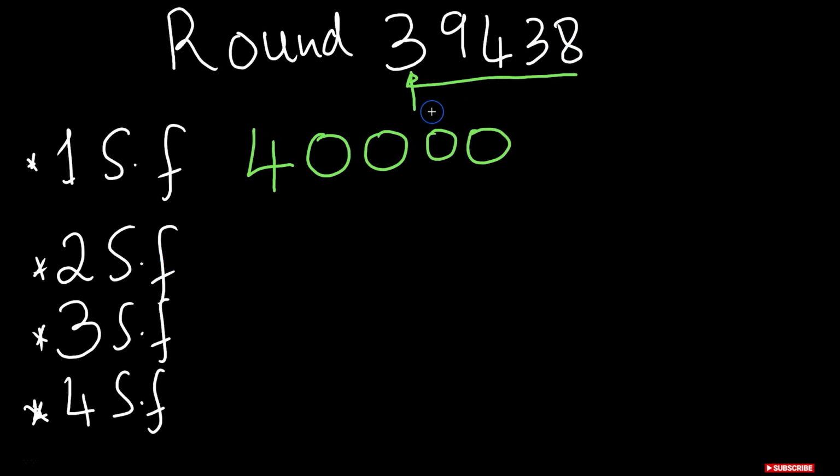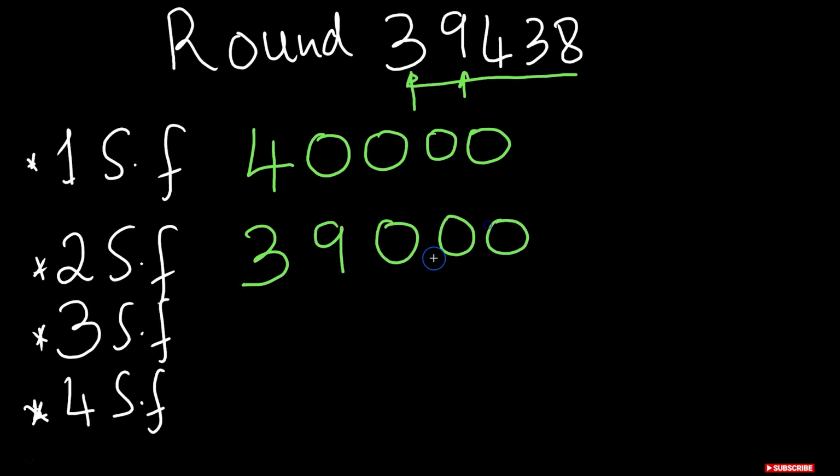2 significant figures, so that means I want to round this number. Before I accept it, I need to check on the right. Is this 5 or more? No. So the rest of the numbers become 0 and I just keep 39 as it is. So 3, 9, and then the rest become zeros.